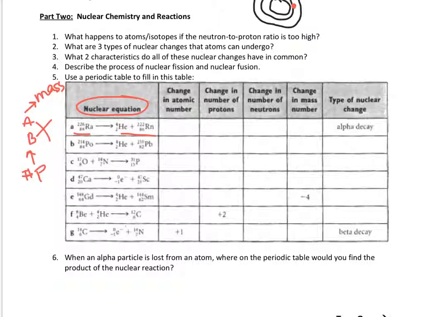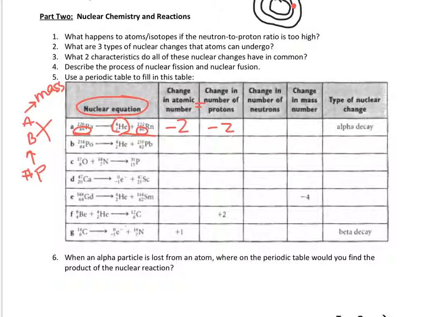So our atomic number is the number of protons. We went from 88 to start with down to 86. That means we lost 2 in atomic number, because it flew out with our He. So that's where we lost 2. Change in number of protons, that's going to be the same number. These guys are going to be the same, because atomic number means the number of protons.